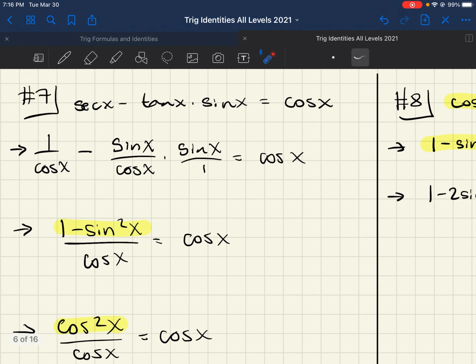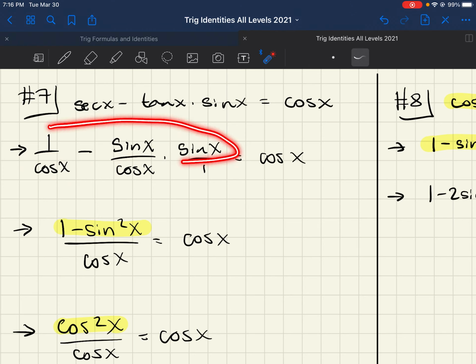All right, problem 7, verify secant of x minus tangent x times sine of x equals cosine of x. And I'm going to go ahead and decompose into sines and cosines. Here's secant of x, 1 over cosine, tangent of x, sine over cosine, sine of x, I'm going to leave it alone, put it over 1 if you want to. And at this point, notice that we're going to get common denominators. Denominator here is cosine. Denominator over here is cosine times 1, which is still just cosine.